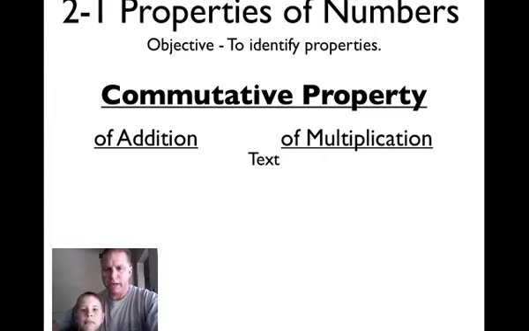The first property we have is, can you say that, Cruz? Commutative? Very close. It's commutative property. And there's two types. There's commutative property of addition and of multiplication.